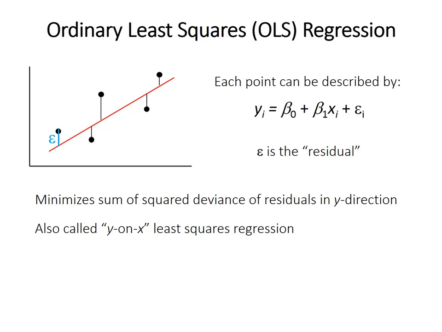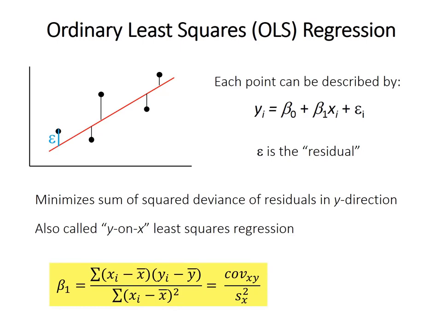This method is called ordinary least squares regression because the line is determined by minimizing the sum of squares of those residuals, but only in the y direction. For that reason, it's also sometimes called y on x least squares regression. Notice how you could also imagine residuals, the distance from the point to the line in the x direction, but we don't care about those at all in this method. There are other methods for regression that use different ways of minimizing these residuals, but we're not going to talk about those.